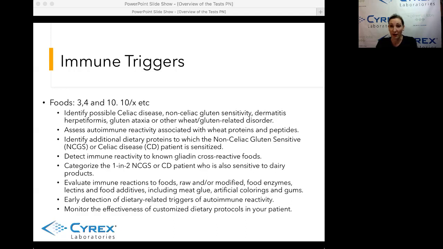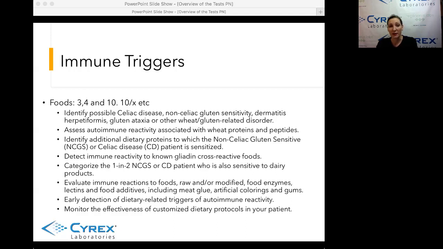We have Array 3, which looks at wheat and gluten. We have Array 4, which looks comprehensively at dairy and dairy proteins, and also includes foods that are found on the gluten-free diet that have the ability to cross-react with gluten, foods that are commonly consumed or over-consumed on the gluten-free diet, and some of the more common allergens as well. And lastly, we have a groundbreaking panel, Array 10, which looks at 180 foods.